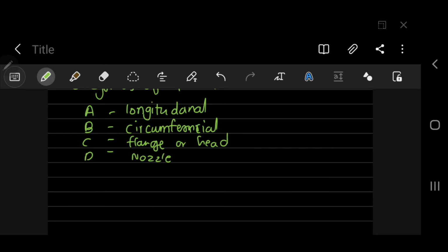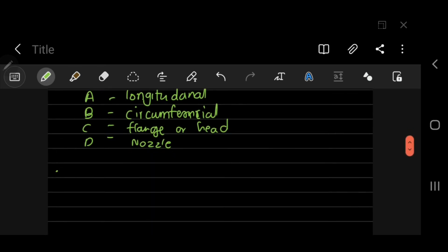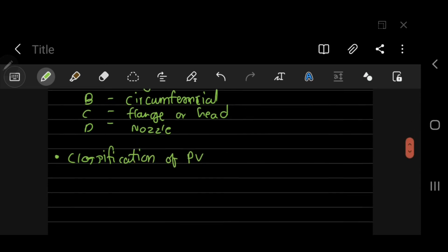Now we will classify the pressure vessels, that is, classification of pressure vessel.